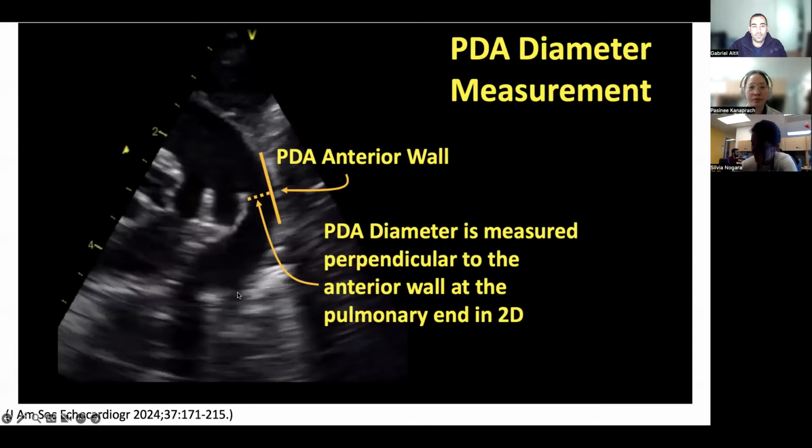This is the same recommendation, but coming from the American Society of Echo, where they mention that you take the diameter perpendicular to the interior wall of the pulmonary artery end. So this is the interior wall of the pulmonary artery, like here. And so you can get your diameter at its junction when it's connecting to the main pulmonary artery.